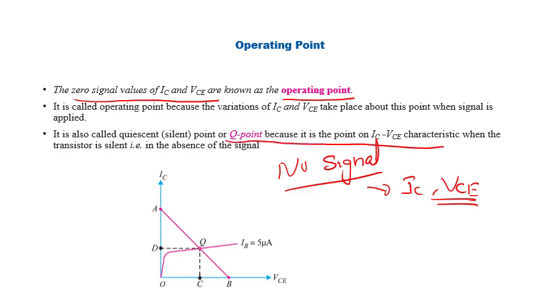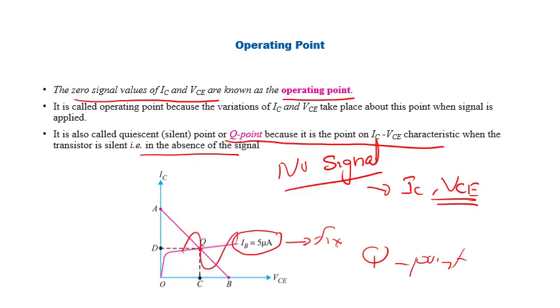This Q point is the characteristics value existing at a particular value of IB. So we will define the operating current IB, and fix the IB value. Then you plot the load line. The point of intersection of this load line with the output characteristics curve will give you the Q point. With respect to this point, the signal will be varying. That is why the operating point is very important.